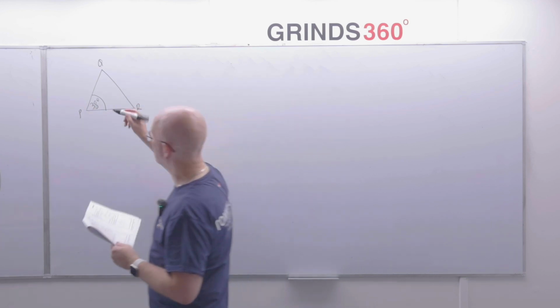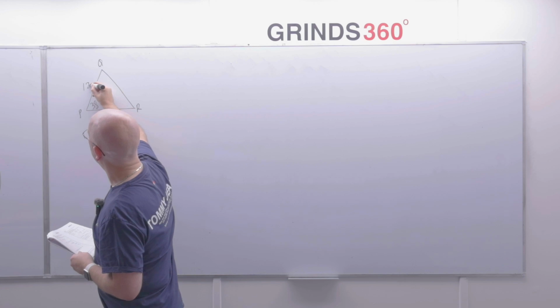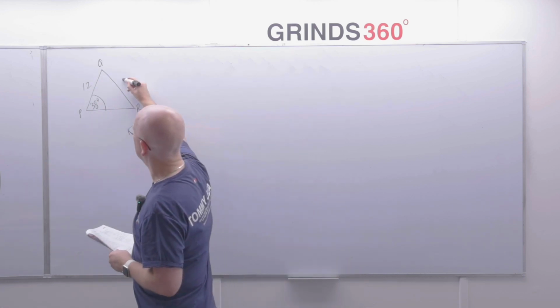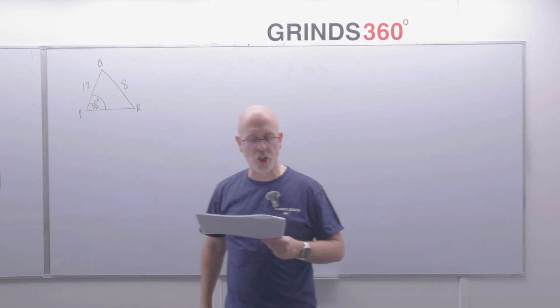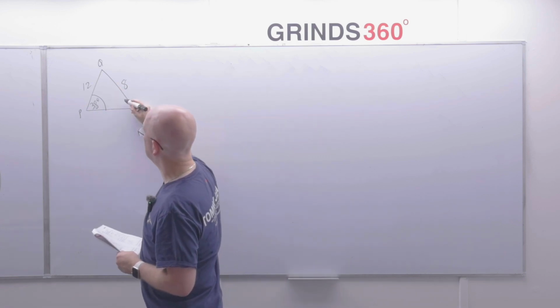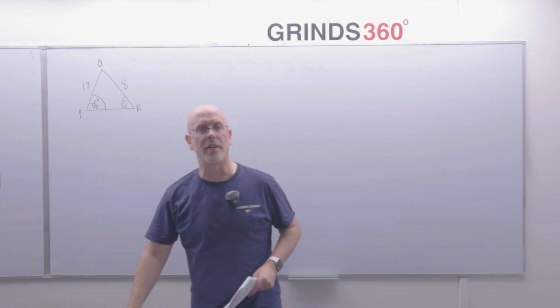We're told that PQ is 12, so that side there is 12. And we're told that QR is 8, that's that side there. And it says to find two possible values for PQR. That's the angle at the middle letter, Q, and that's the angle we're trying to find.